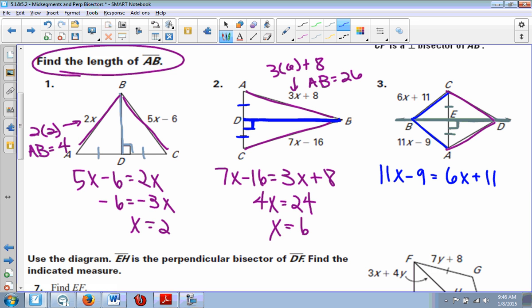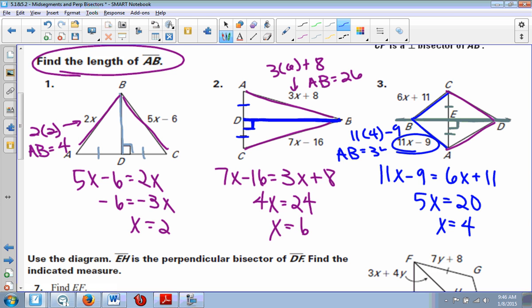So solving the equation that I wrote, we're going to subtract 6x and add 9. That result's going to give me 5x equals 20. And then dividing by 5 gives me an x value of 4. Plugging in, we want to plug in here for AB. 11 times 4, subtract 9. 4 times 11 gives me 44. Subtract 9, and AB comes out as 35.